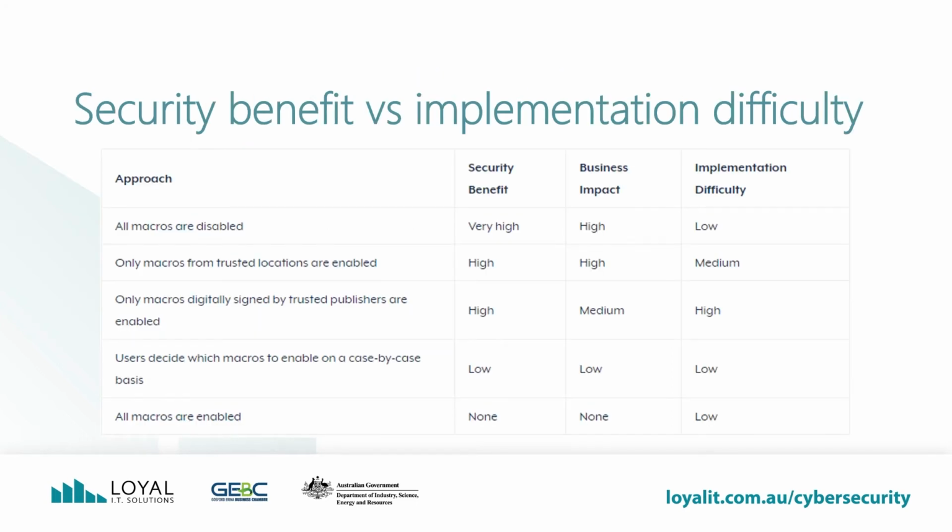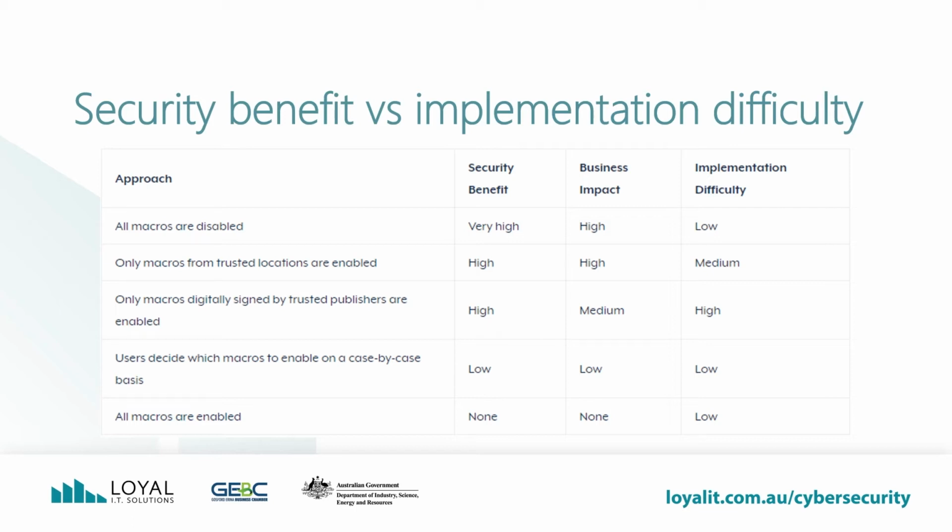As recommended by the Essential 8, this table displays the security benefit, business impact, and implementation difficulty of different approaches to managing macros in Microsoft Office files. Starting at the top, the Essential 8's recommendation is to disable macros full stop, because it gives the highest amount of protection and is the easiest to implement. Run macros from only trusted locations can be difficult to manage, especially on networks. In fact, Microsoft's recommendation and default setting is to not allow macros stored in documents on your network to run. Only macros digitally signed by trusted publishers are enabled.